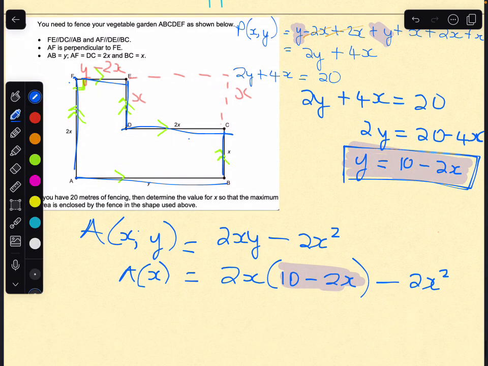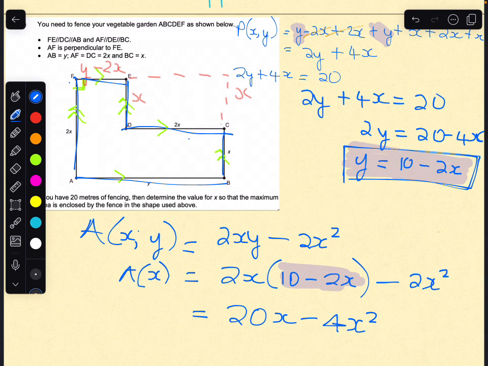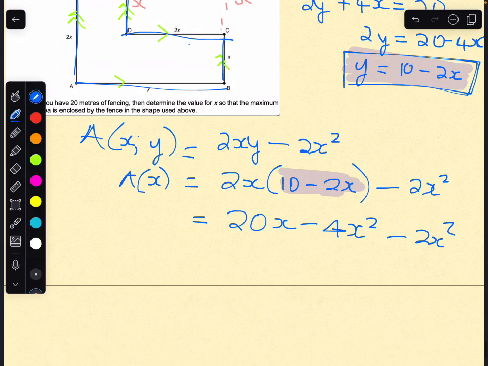Nice. Yo, Aisha, I'm definitely kicking myself for this one. 20x minus 4x squared minus 2x squared. This is actually one of the nicest questions to end with, honestly. This was a very nice optimization question.